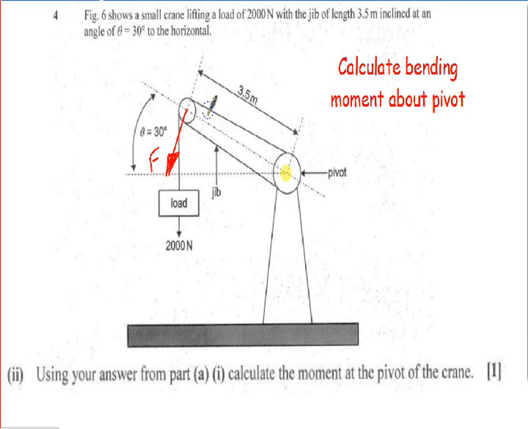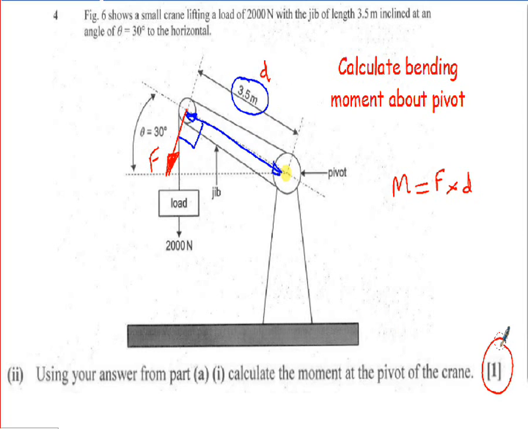So it will be force multiplied by this distance across here. They're giving you the distance in the question. It's 2.5 meters. So all they want you to do there is work out the bending moments. This is a force multiplied by its perpendicular distance. So that force is at right angles to the distance there. So to work out the moment, it's simply force multiplied by distance d. This would be the d in this case. There's only 1 mark for that because it's quite a simple calculation there.